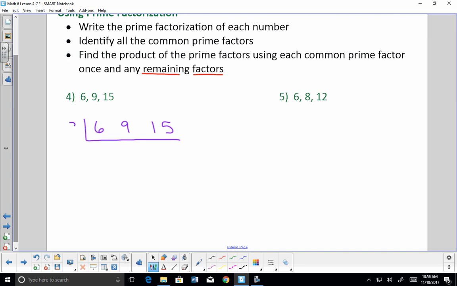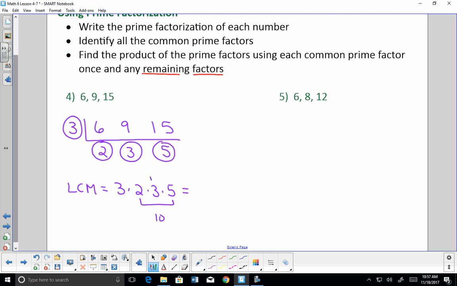3 goes into 6 twice, 3 goes into 9 3 times, and 3 goes into 15 5 times. Guess what? All of those numbers are prime, every single one of them. Since I've got it broken down to all prime factors, I can just circle all my prime factors here, and my least common multiple then is going to be the multiplication of all of those prime factors. 3 times 2 times 3 times 5. Okay, let's see. 2 times 5 is 10, 3 times 3 is 9, so my least common multiple is 90, okay, which is much larger than 6, 9, and 15.